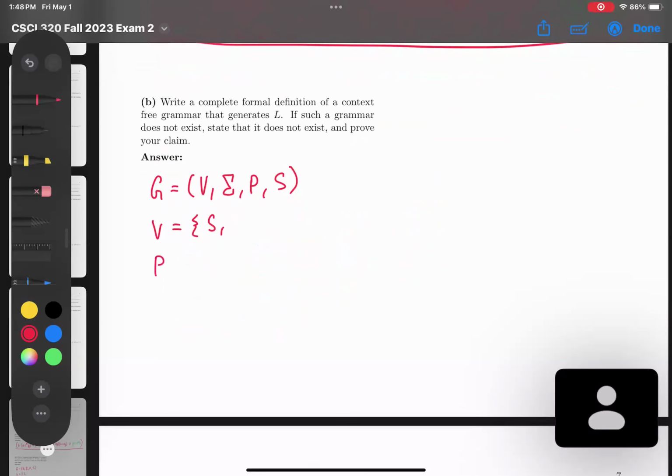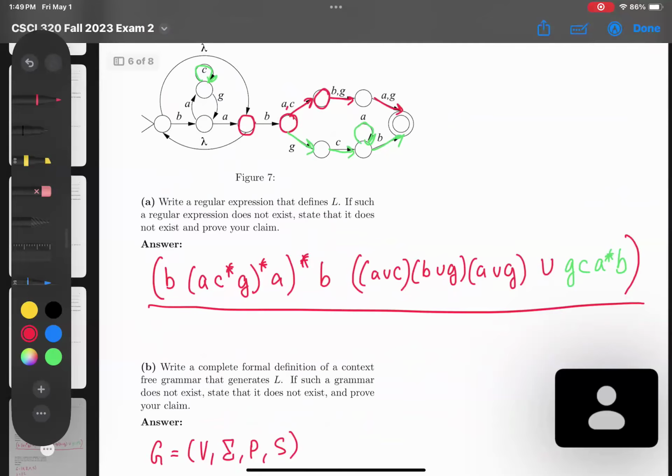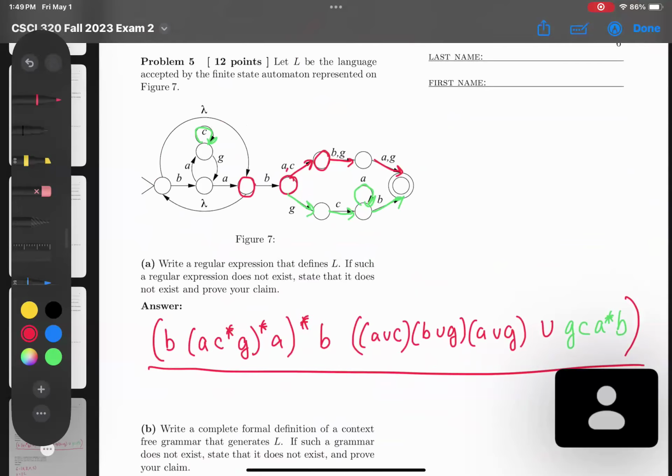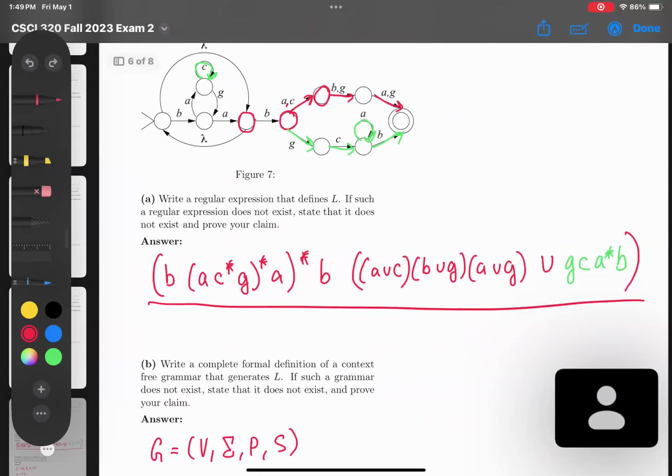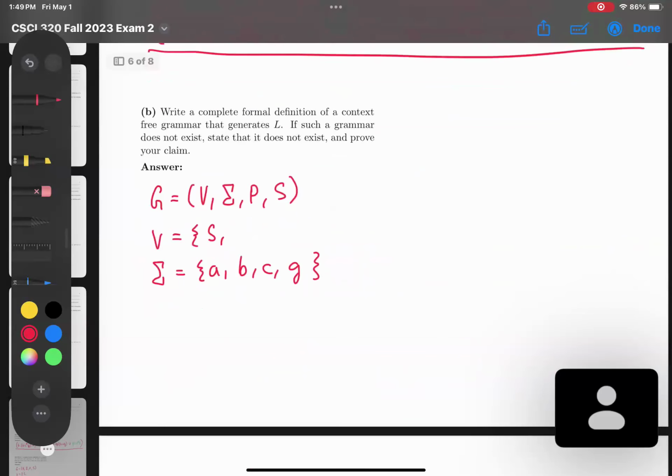P is the production set, or let's write sigma first, sorry. So sigma, the alphabet, she usually gives it. But if she doesn't, which she doesn't here, then you have to figure out which letters we are using. We're using A, B, C, G, and that's about it. That's all I see. I see 4 letters. So I'll write that as the sigma. A, B, C, G.